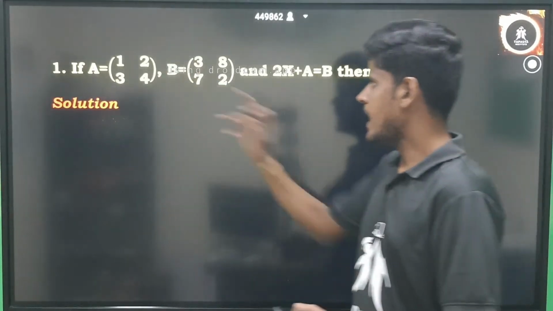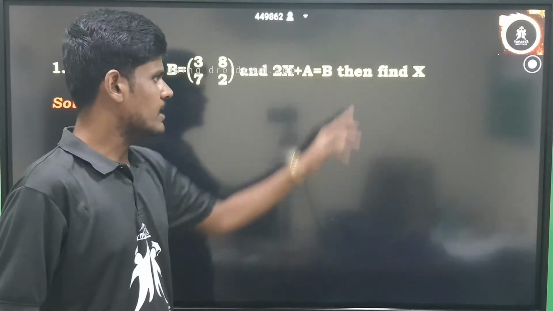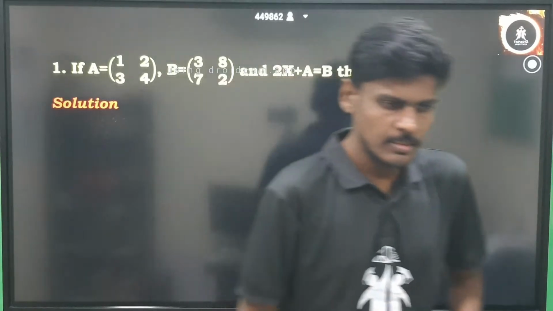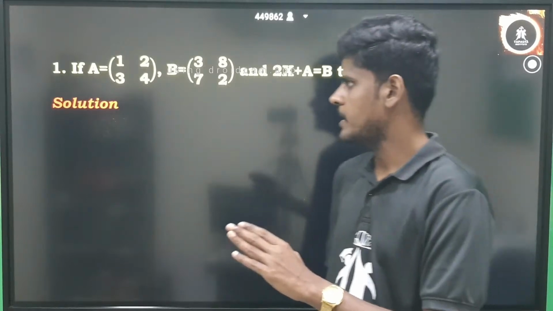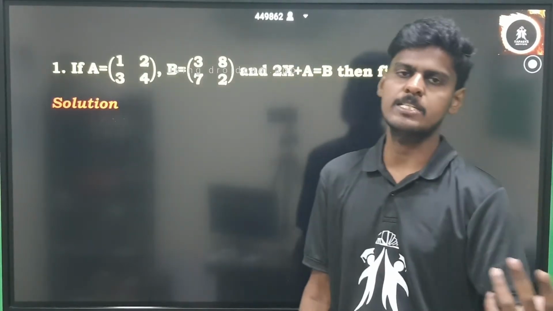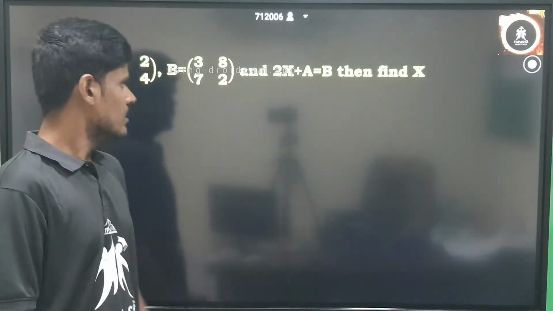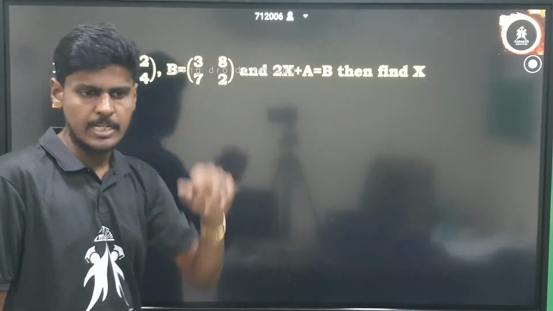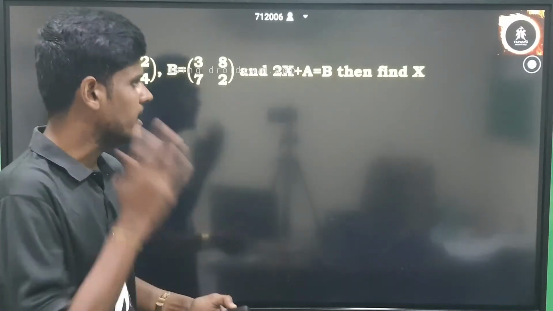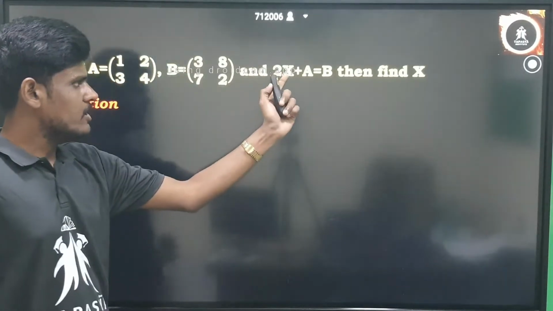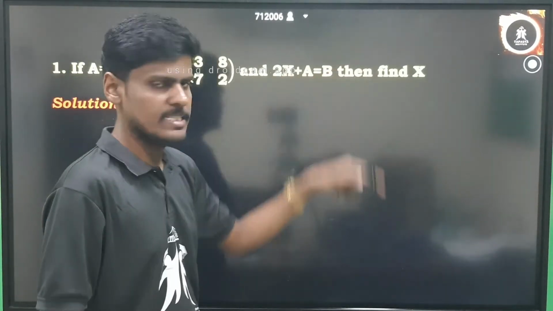Next question. A and B matrices are given and 2X plus A is equal to B. Then we need to find the value of X. Till now we have discussed scalar multiple, addition properties, that is commutative, associative properties, existence of identity, inverse, and now we have scalar multiple, and using addition, equality as well as scalar multiple, we are going to solve this question. 2X plus A equal to B, then find X. We don't know X. What we need to do is add minus A to both sides. That means 2X equal to B minus A.